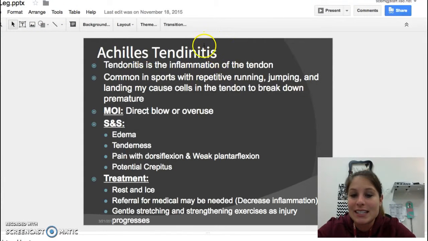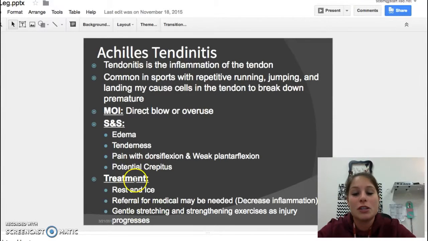Anytime you see "itis" on a condition, it's talking about inflammation. So by definition, this condition is referring to the Achilles tendon being inflamed. Reminder, signs of inflammation are redness, swelling, and warmth to touch. You can also see this very seldomly as a direct blow, like if you get kicked from behind in your Achilles tendon area, but usually it's going to be from an overuse situation.